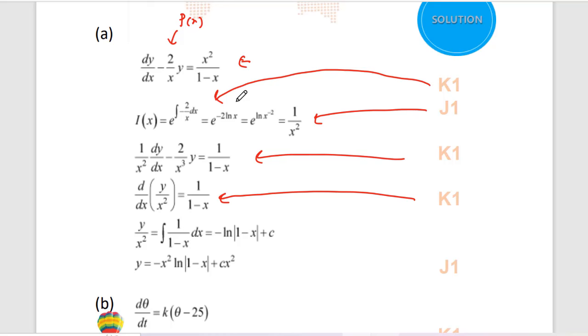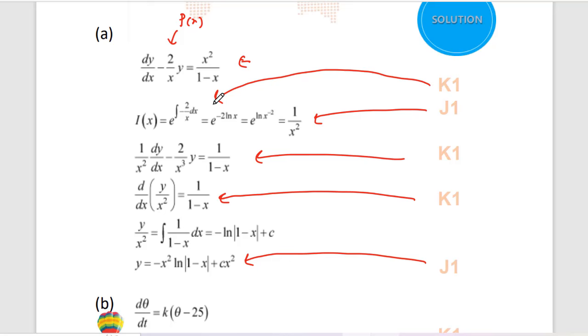So daripada sini, awak boleh pindahkan dx dan kita akan integrate. So bila integrate, kita dapat y over x square, dan integrate 1 over 1 minus x ni awak boleh dapat negative ln|1 minus x| plus c. So daripada sini awak boleh simplify. Okay, x square ni pindahkan ke sebelah kanan. So akan dapat final answer is y equals negative x square ln|1 minus x| plus c x square. So ini boleh dapat J1. Okay, itu untuk part A.